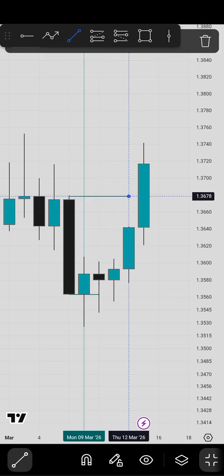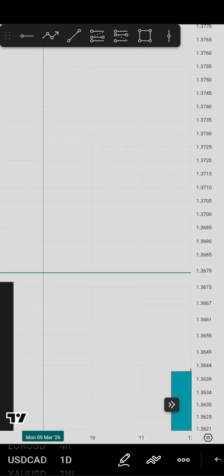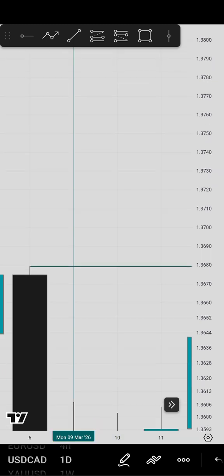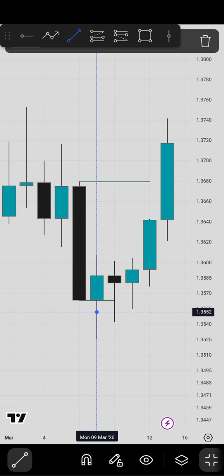Do you get now? Don't forget, in CRT strategy, I told you, you must wait for the first candle and the second candle to close. Is that not what I said? Yes, that's it. So I'm expecting either the low to be swept or the high to be swept. But what happened? The low is being swept. So the Monday candle swept the low of the Friday candle.